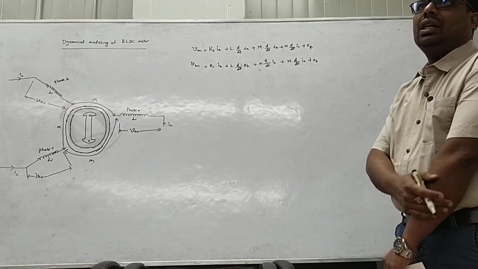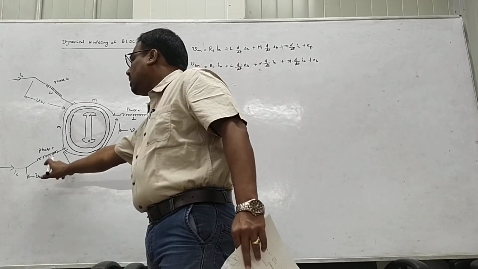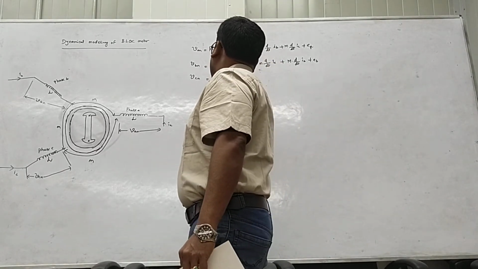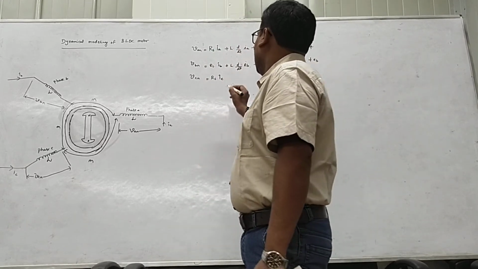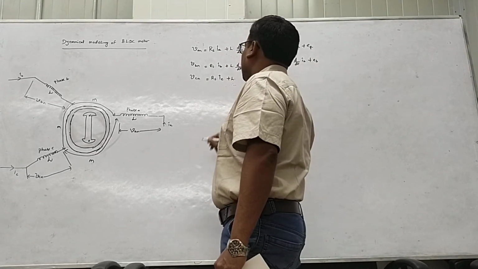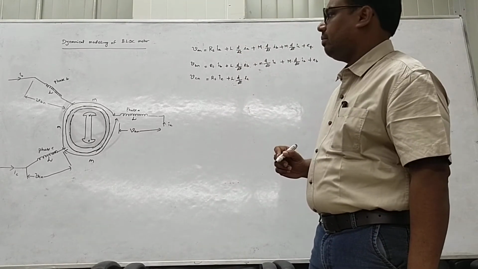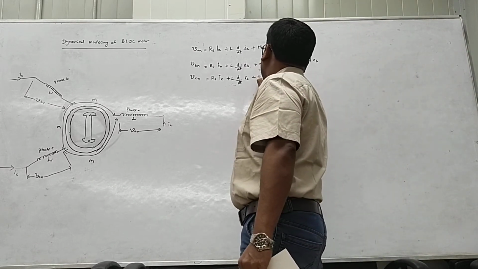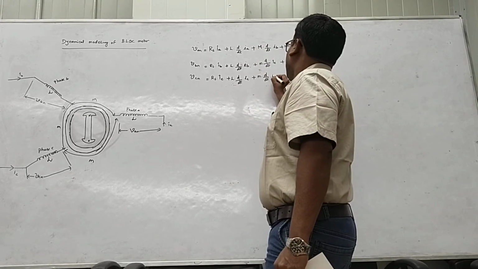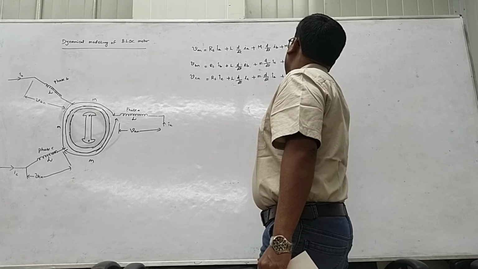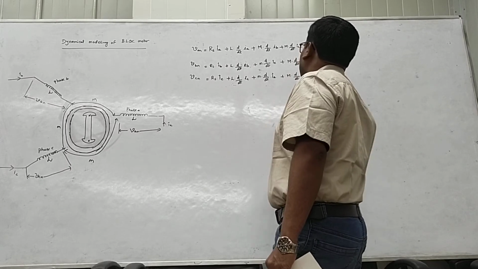Induced EMF in the phase winding B. And VCN, the applied voltage in phase C, is equal to stator resistance RS into the current in the stator winding IC, plus the self-induced EMF L into d by dt of IC, coil phase C, plus mutual inductance M into d by dt of coil A plus M into d by dt of coil B, plus the induced EMF in coil C.